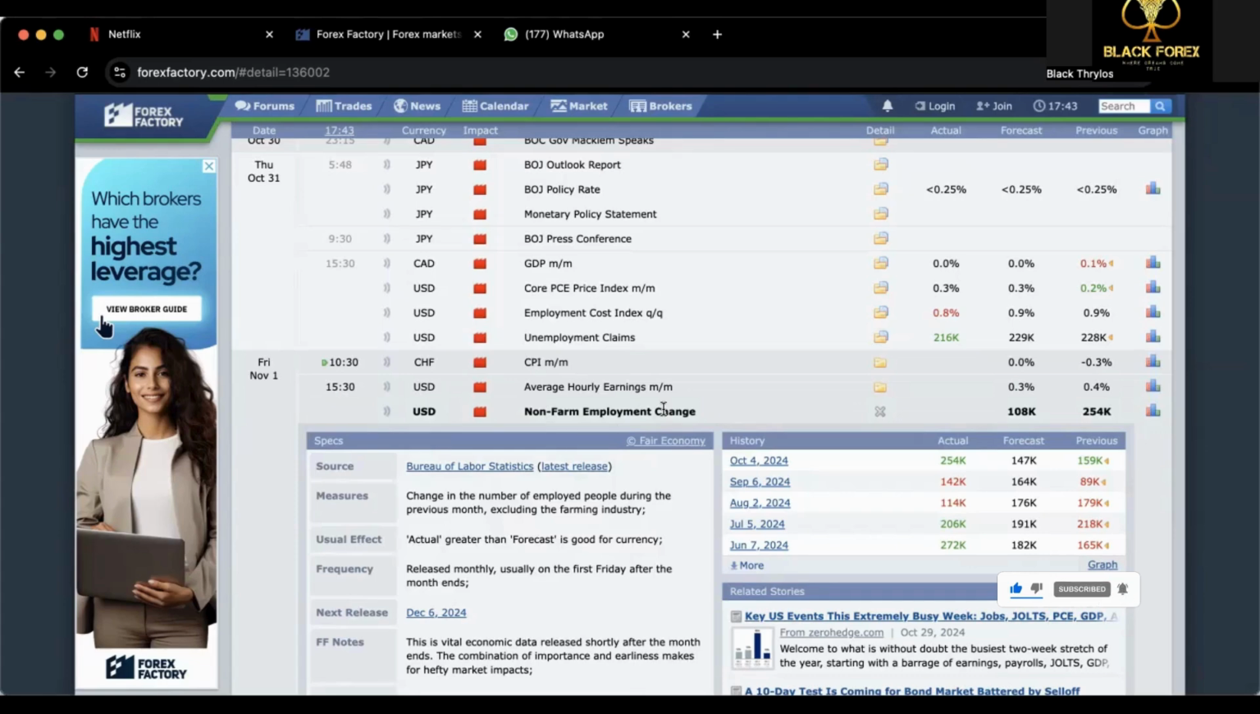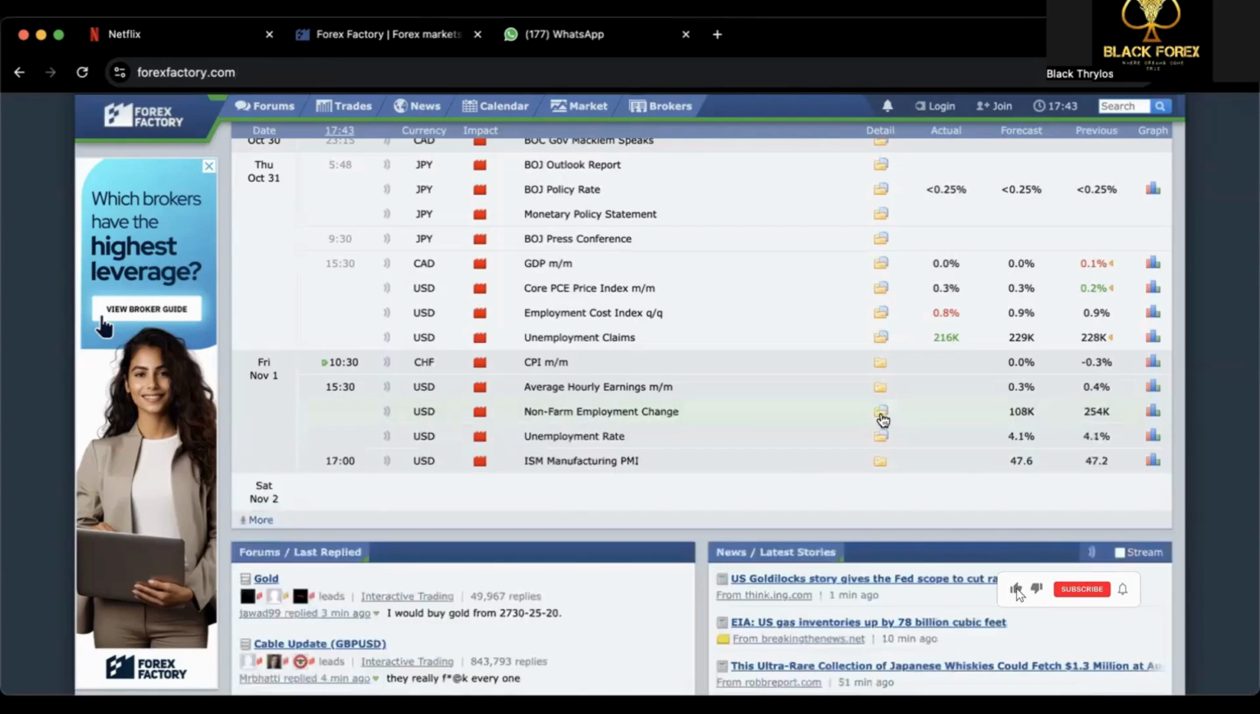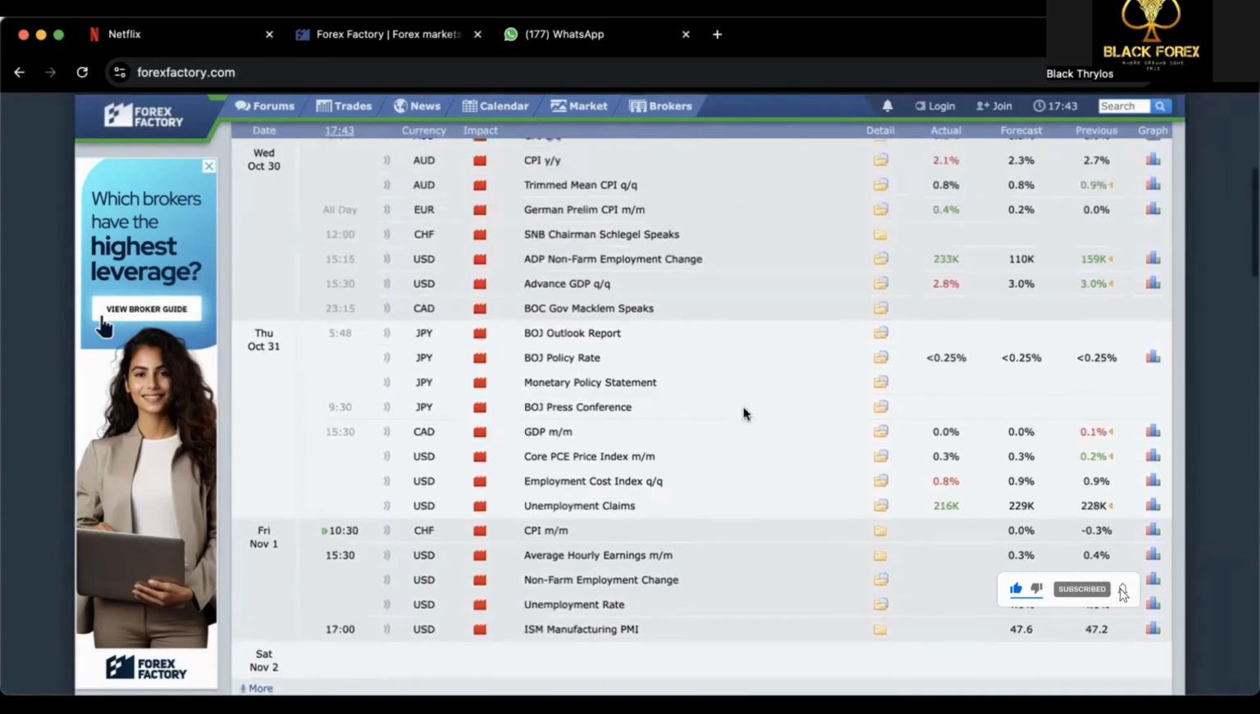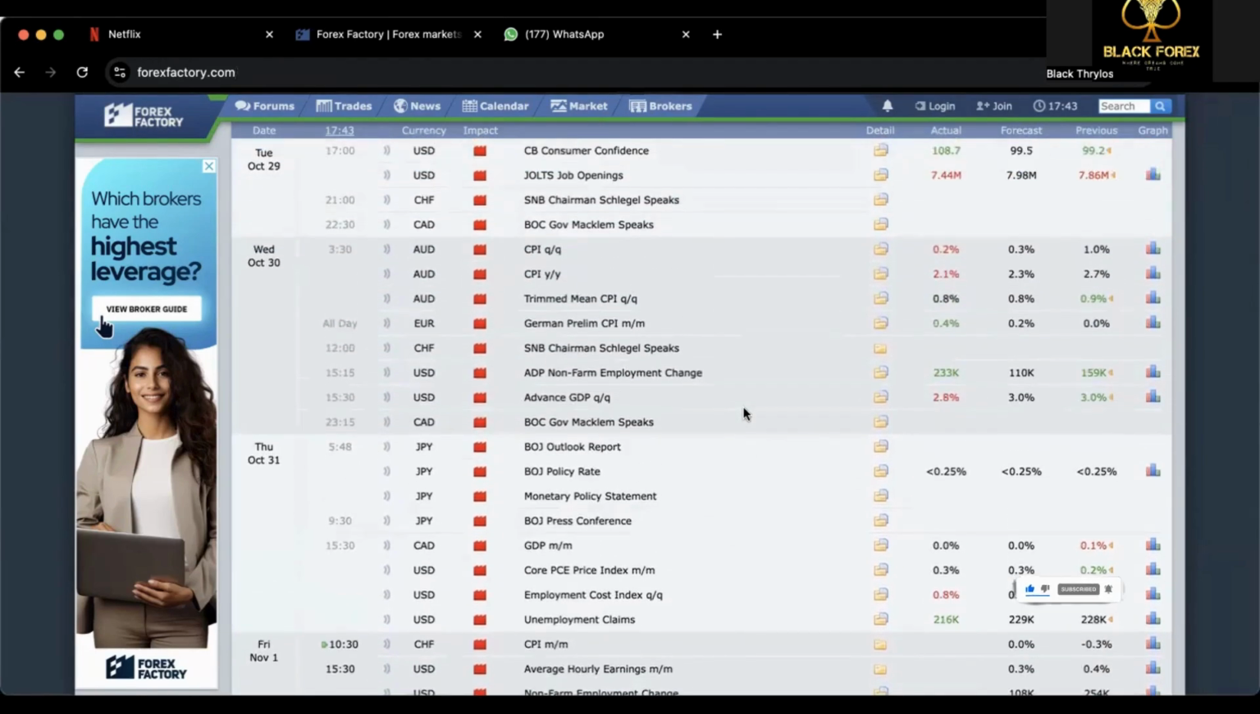Now, if it comes out negative, it means it's going to be negative for the dollar, and the dollar is going to be weak. Now, how can you determine if it's going to be positive or negative, right? So there are a couple of indicators which always come out before the news in the same week. The first thing, we have this ADP non-farm employment change, which is always on Wednesday of the NFP. So for instance, if the NFP is on Friday, this ADP non-farm employment change is always on Wednesday.